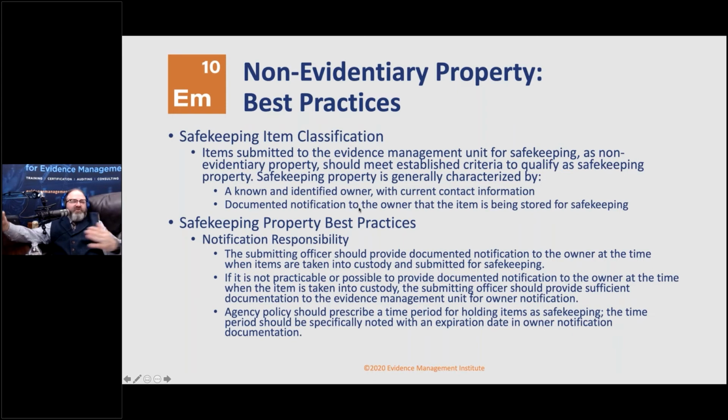Even stuff that comes in stolen with no known owner at the beginning, that's evidence. But when we determine who the owner is, we can change the classification of that item. So we believe that it is the officer's responsibility to provide notification to the person at the time. If an officer takes something for safekeeping, he should notify that person of the procedures for retrieving that item at the time. That's just a best practice. That way we don't have due process issues or concerns when we provide them a receipt and we provide them steps on how to get their property back.